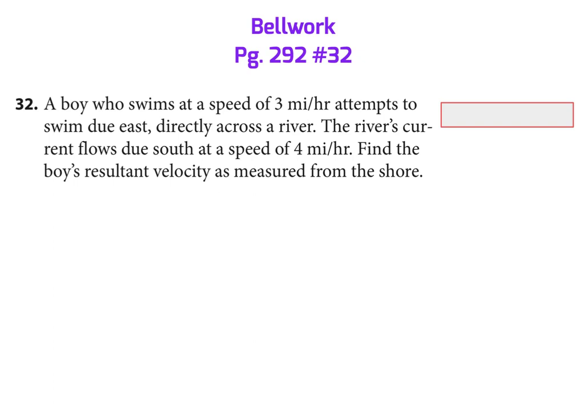It says he swims at a speed of 3 miles an hour and attempts to swim due east. So he is trying to go straight across like this. Okay. East. All right. So we're going this direction. And then it tells me that the river's current flows due south at a speed of 4 miles an hour. So the current's doing this right here. And that's definitely not to scale because I drew my three way too long.